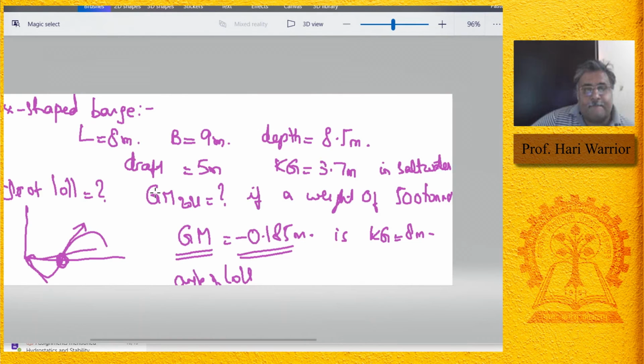Sir, 17.38 degrees. No. So 28 near, to 28.16. It says 29.16, but yes, 29.16. So that will give you the angle of loll. Then the question becomes, what is GM at this angle of loll? That also you find, and then this problem is over.